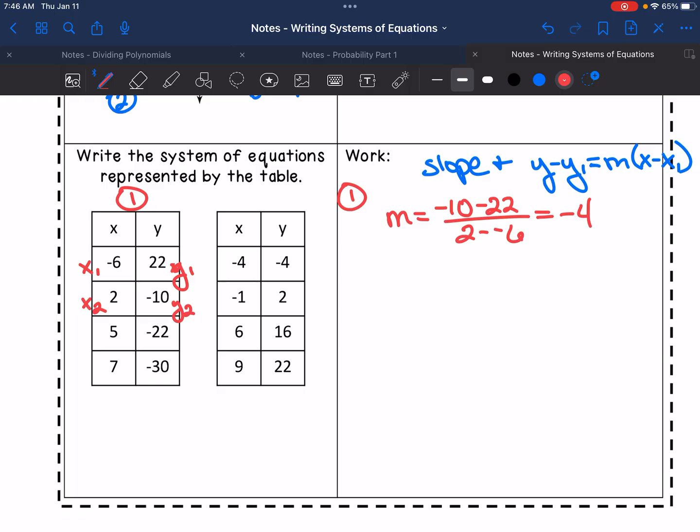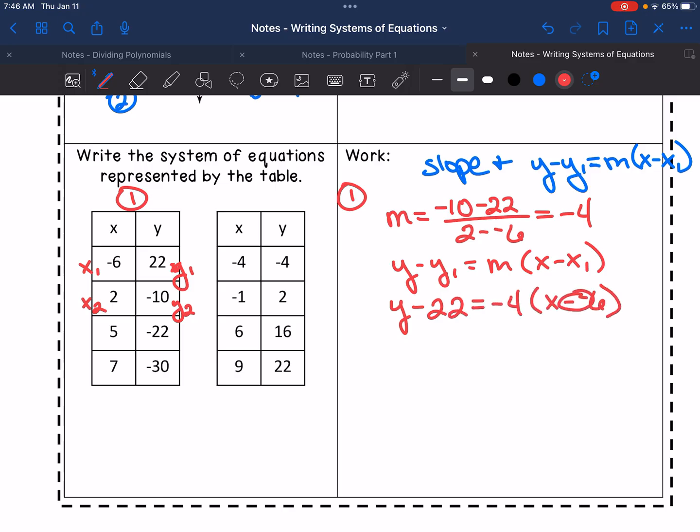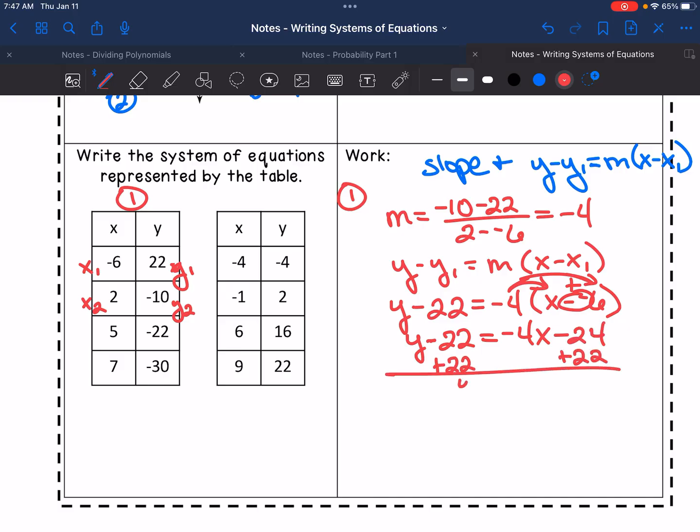Now I'm going to use point slope. So I'm going to use y minus y1 equals m times x minus x1. So plugging in my x1 and y1, y minus 22 equals -4 times x minus -6. Remember, that's going to become a plus. So first thing you do is you distribute your -4. So y minus 22 equals -4x minus 24. Then I add 22 to each side, and I get y equals -4x minus 2. So there's one equation.